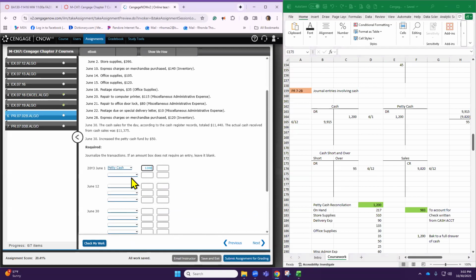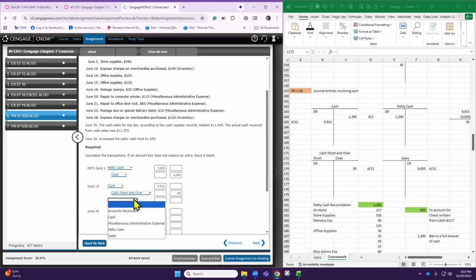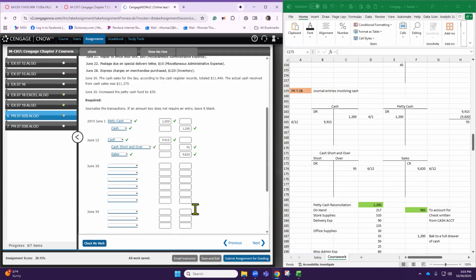So $1,200 gets a debit, and the cash account, that's where we write the check from, and we give that to the petty cash officer. They go cash it. They keep that $1,200 safe until someone needs it. Okay, then the next one, let's put the total actual cash in. And then we want cash short and over, and we need a credit, and then we need sales, because we needed the extra credit. So this is 9820. Let's check our work, make sure we're right.